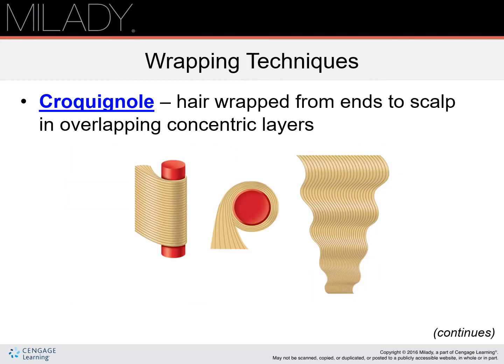Let's talk about wrapping techniques. A croquignole wrap. A croquignole perm wrap is when the hair strands are wrapped from the ends to the scalp in overlapping layers. The curl is tighter on the ends and gets larger nearer to the scalp. And you can see an example of this right here.